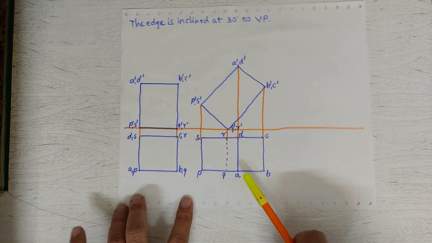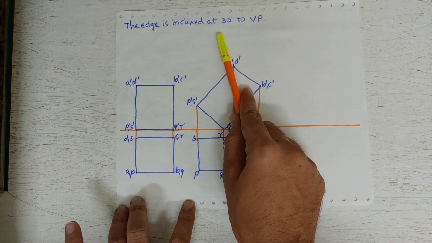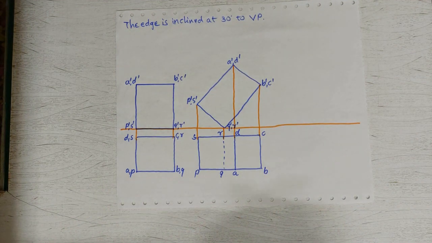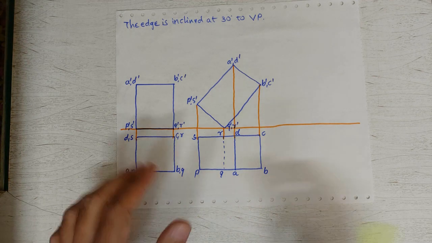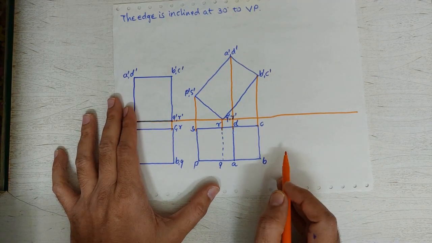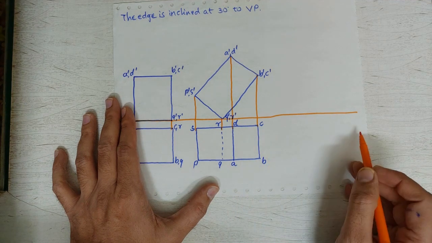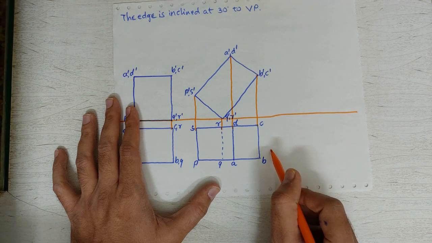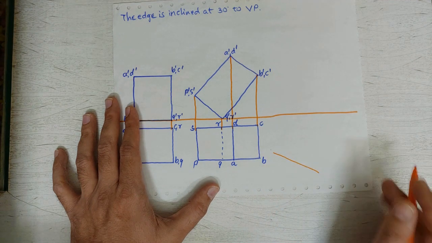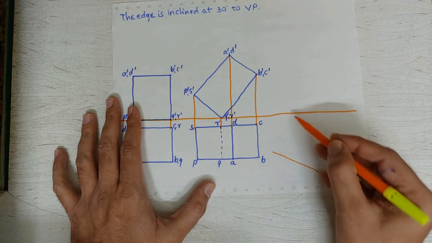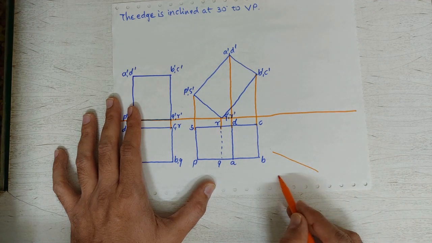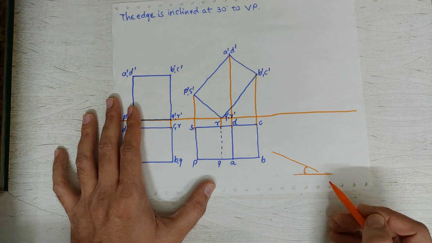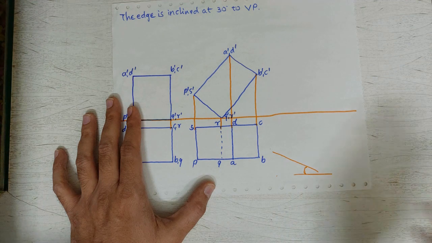Okay, so now to solve this problem we will need one more step, that is the third step, and in the third step we need to draw a line of 30 degree angle with xy. So, we can draw that line. Let us say I am drawing the line over here. This is the line, and this angle should be 30 degree, right? So, this is a 30 degree line.